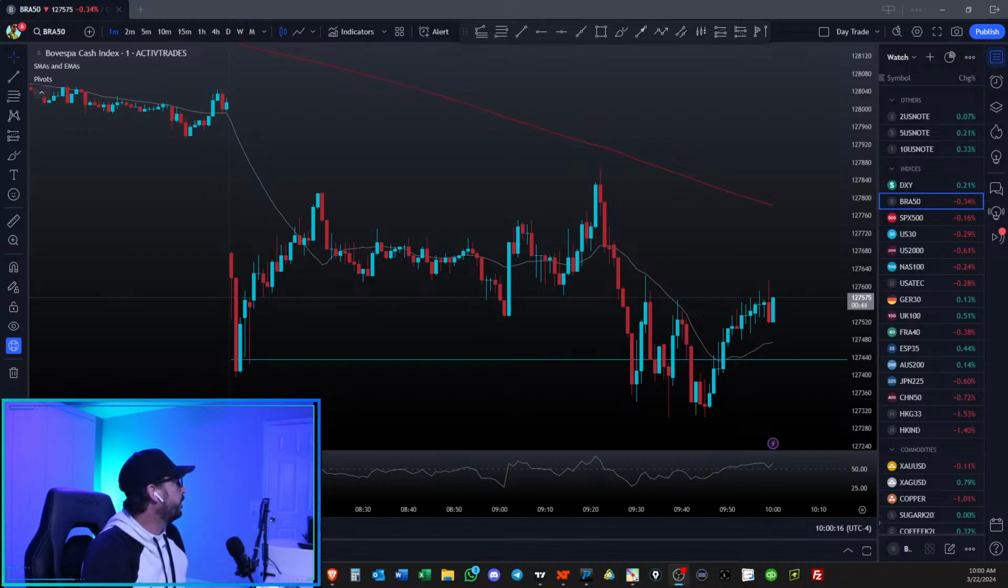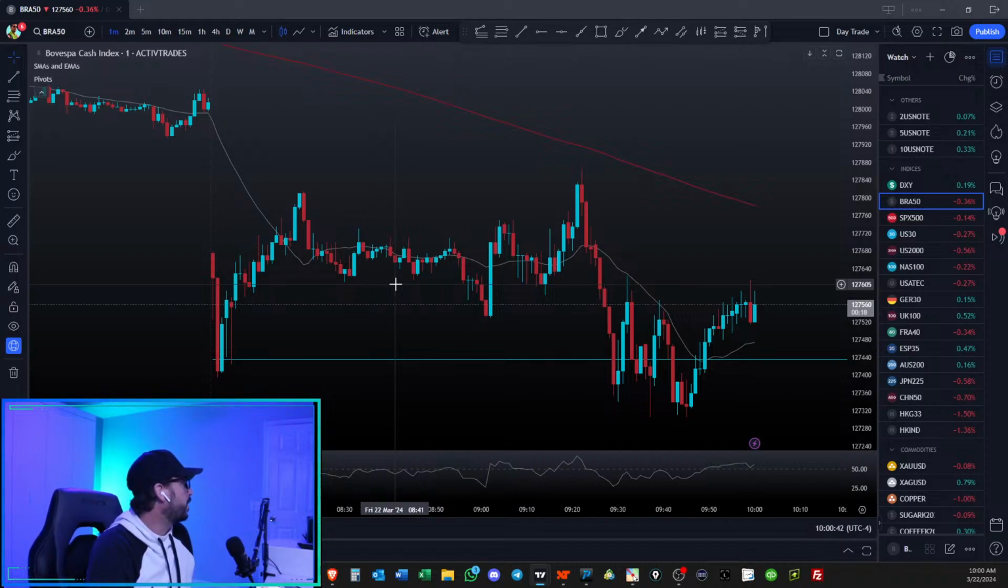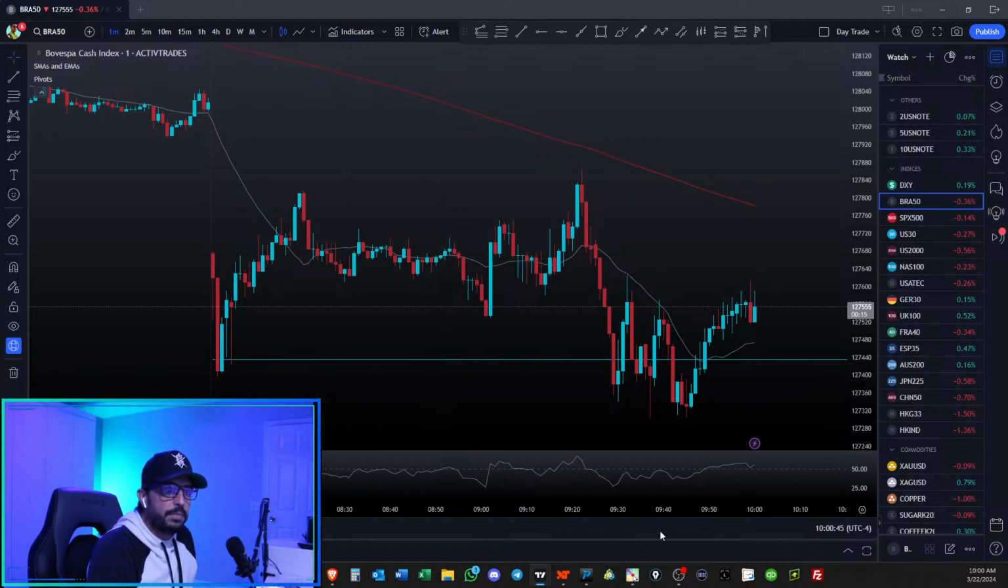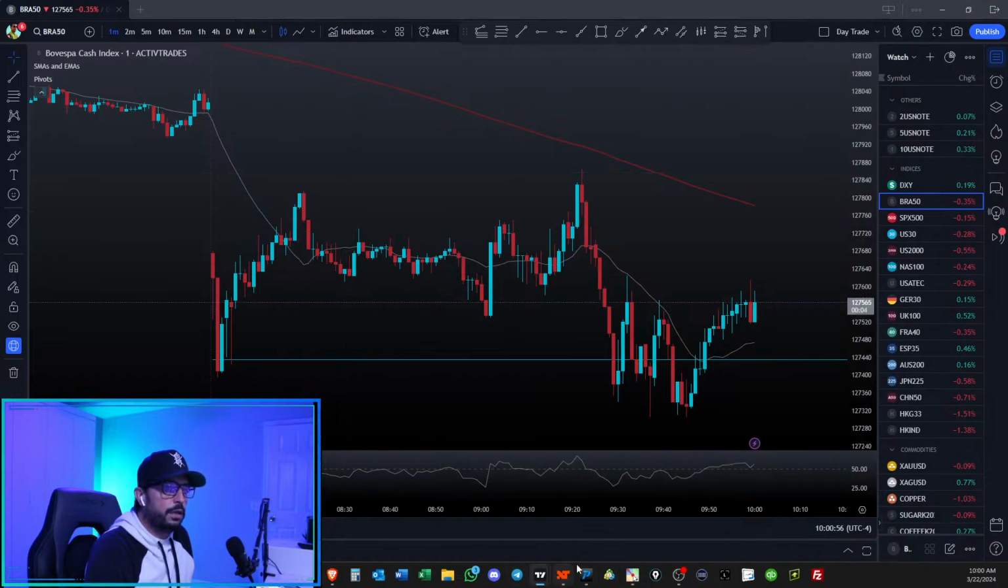I charted on TradingView, so I used the BR50 on Active Trades because I do have an account with them. So I use that to chart, and I also enter. Usually I enter here on Active Trades because I like that it's in dollars, so it's better gains, also a better loss. But sometimes I copy and I enter on the profit chart. I'll just keep it exactly the same as I chart in here.